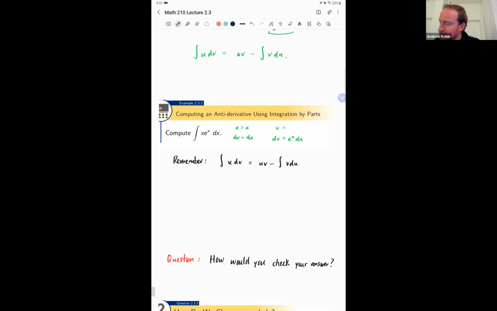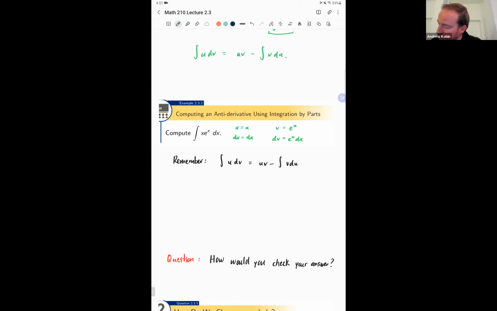Now we have to ask ourselves, we had some function v, and we took the derivative and got dv. What did we start with? Well, the derivative of e to the x is e to the x. So you can sort of just eyeball it in this case. And in general, you might have to take a separate antiderivative to figure out what v is. This is what makes these integration by parts problems a little longer and more complicated than what we've seen before. But now we have our choices of u and dv, and we automatically get a du and a v.